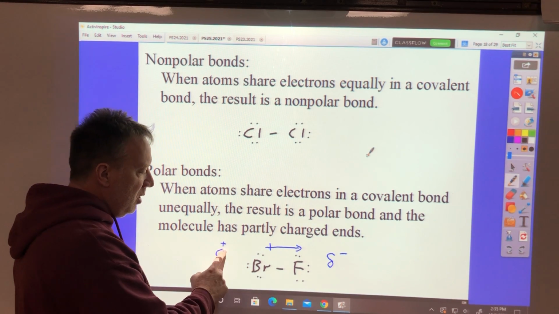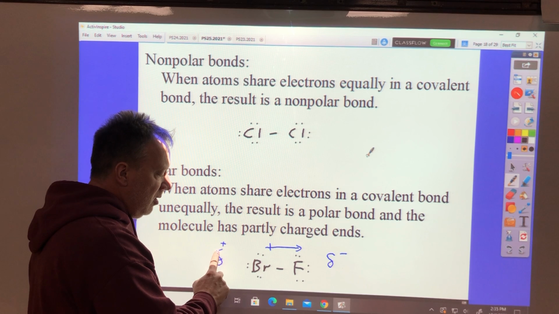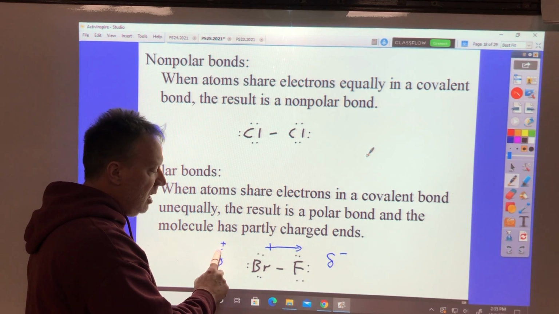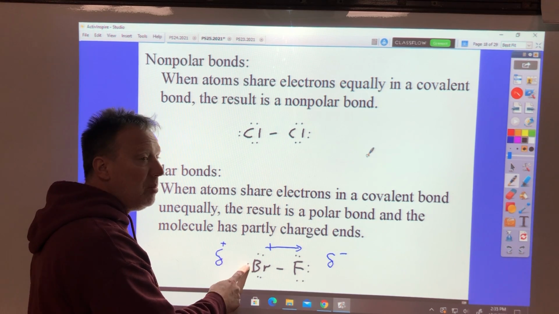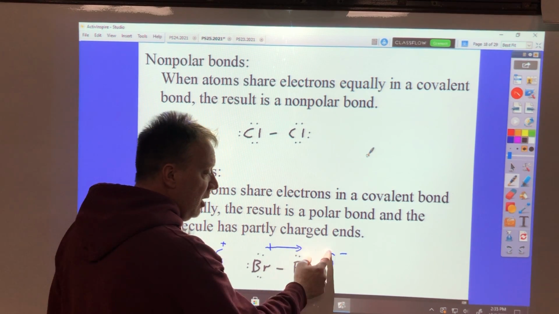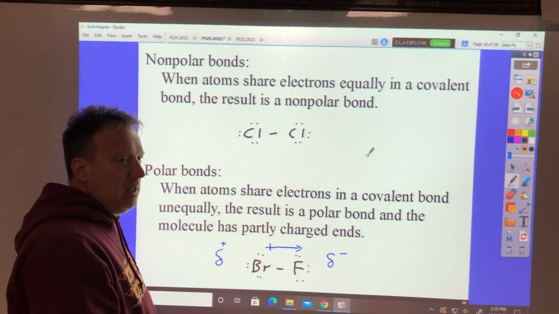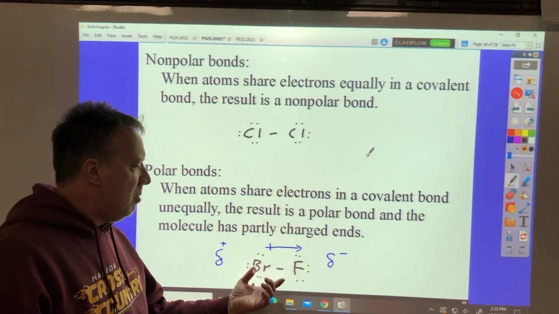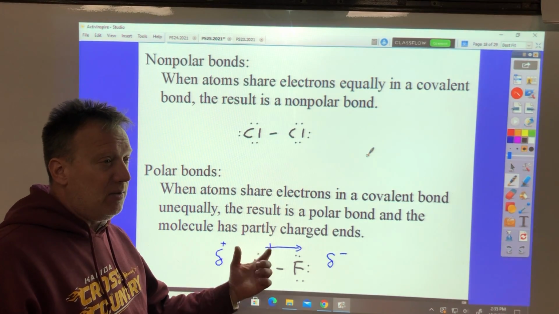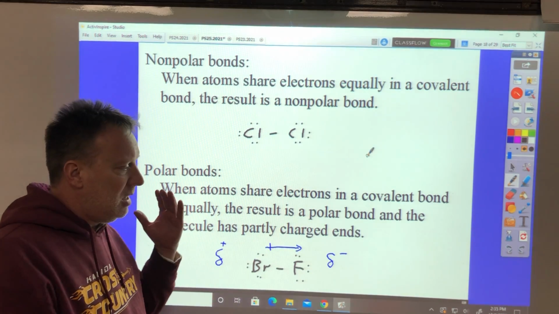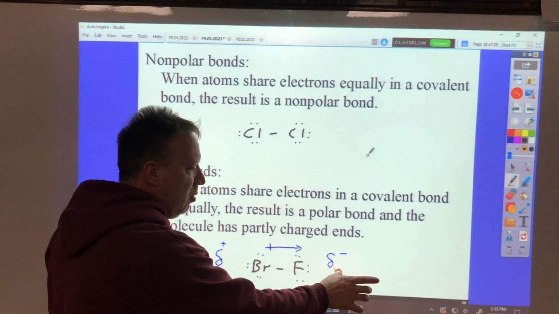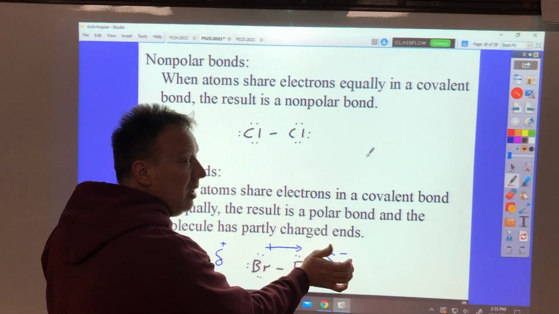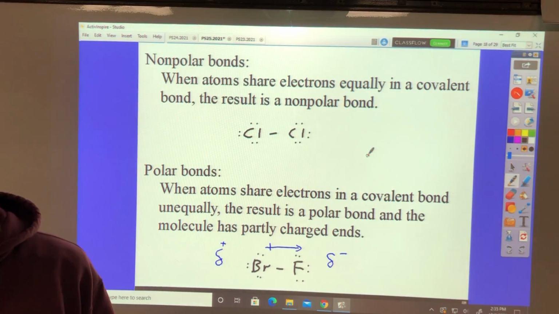And we can even put this symbol in here. It's the Greek letter delta, our modern letter D, with a positive, and this means that the bromine is partly positive, and a delta negative means this side is partly negative. So we end up with a molecule that's got a partly positive side and a partly negative side, and these want to line up and stick to the next one. You know, another bromine fluorine here that's positive, negative. Your opposites want to attract, molecule to molecule.